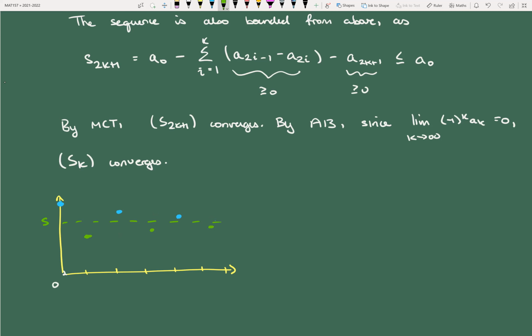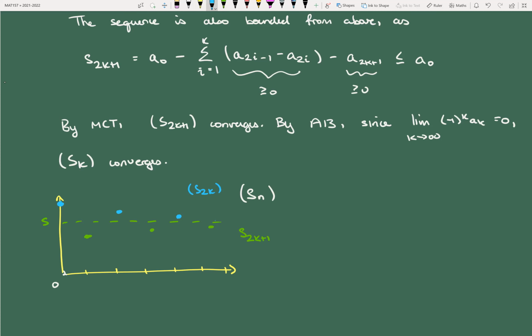Okay, so the sum, if you look at it directly, what I've drawn here is the partial sums, the sequence of S_n. And they keep oscillating, they're jumping around the value of S. Now the green partial sums in particular are the odd partial sums, and then the blue ones are the even partial sums.